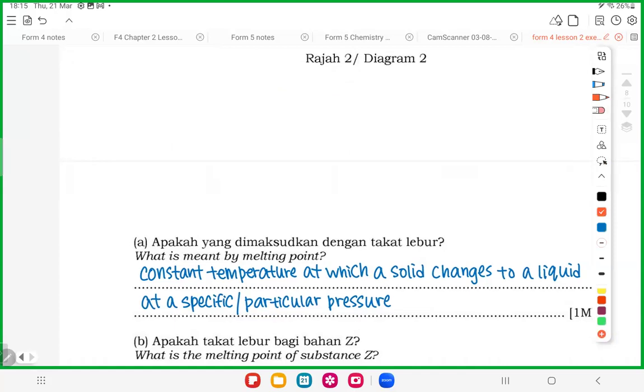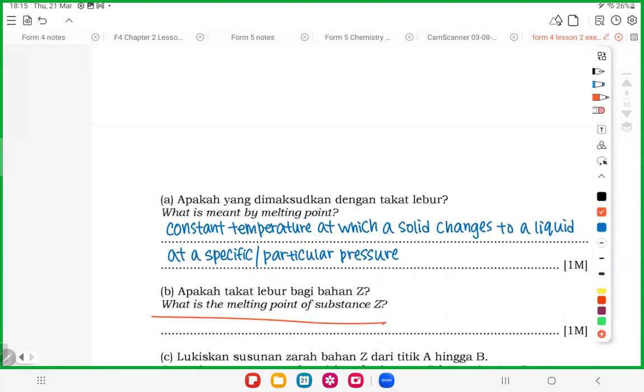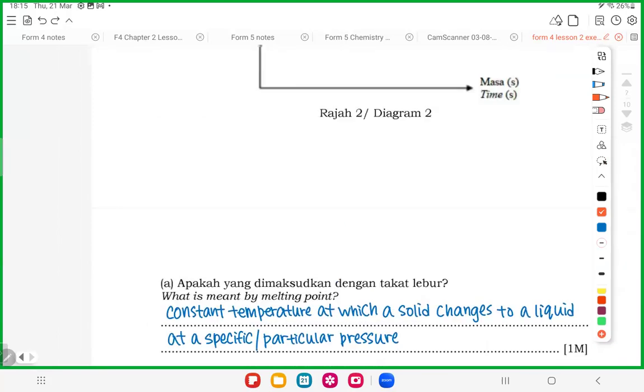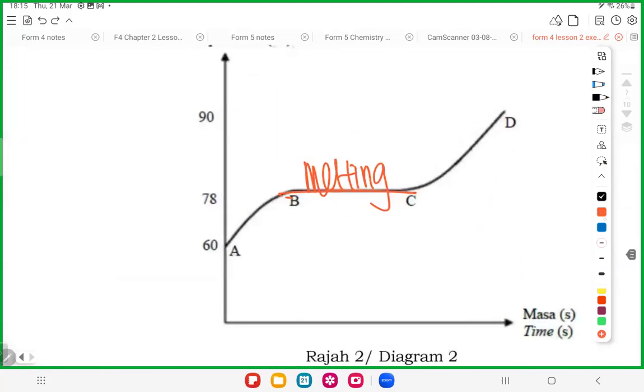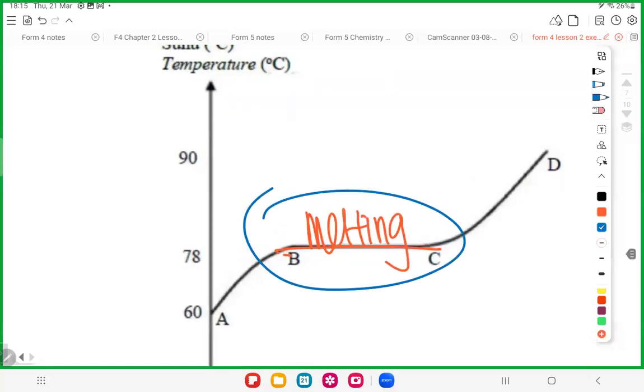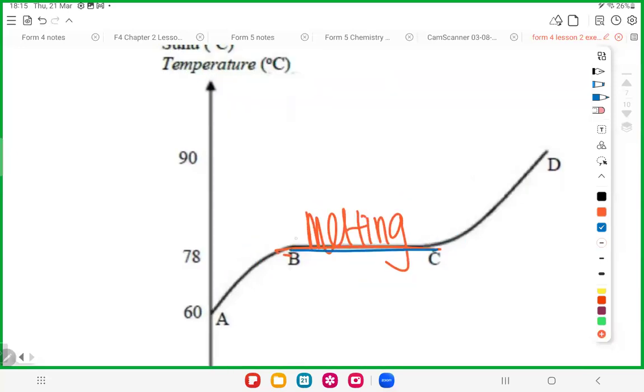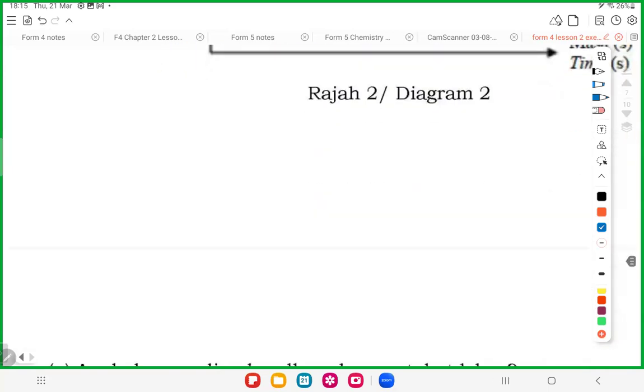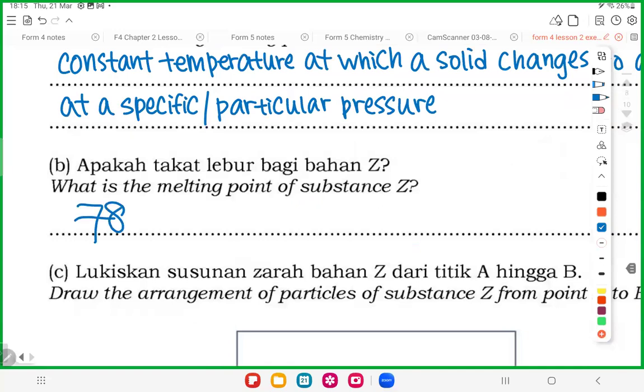Next one. What is the melting point for substance Z? So what is melting point? Melting point is the temperature at which it melts. So this is the melting process. How do we know the temperature for melting? This horizontal line, you go and read here, 78. Okay. So if you write 78, no marks at all. Why? You didn't write the unit. You need to write the unit. If you only write 78 without the unit, no mark at all.